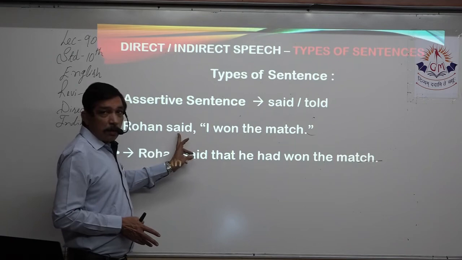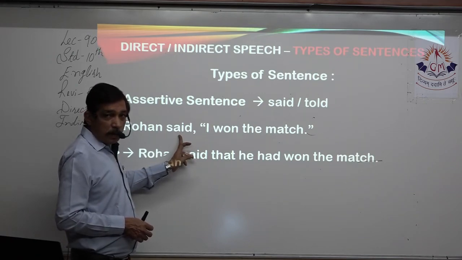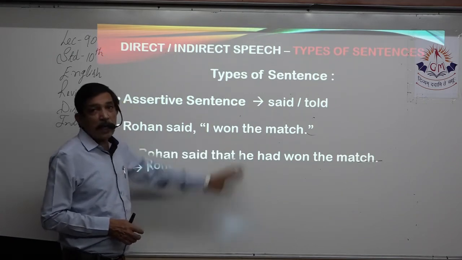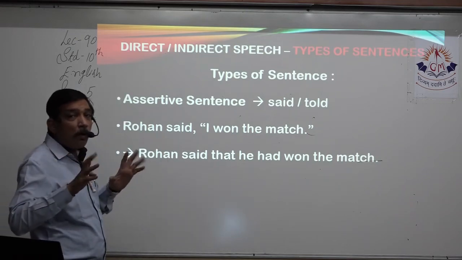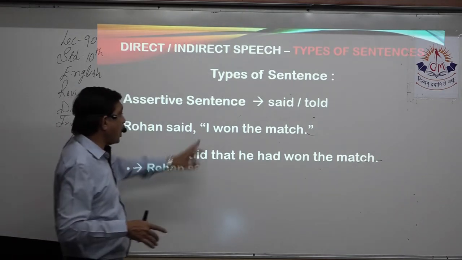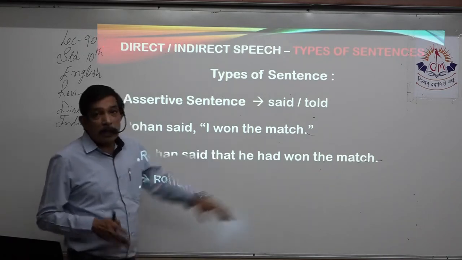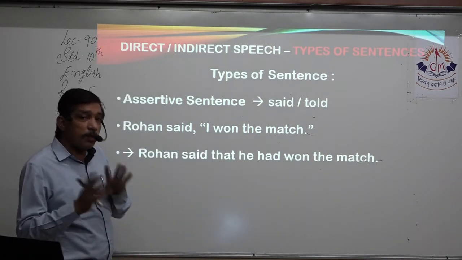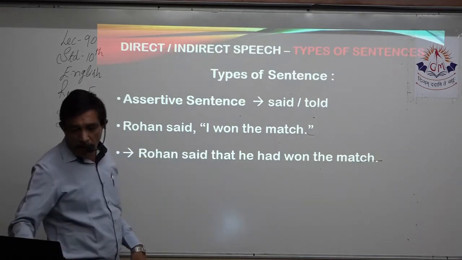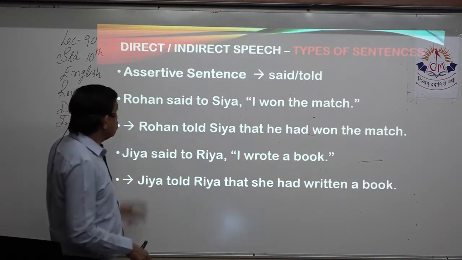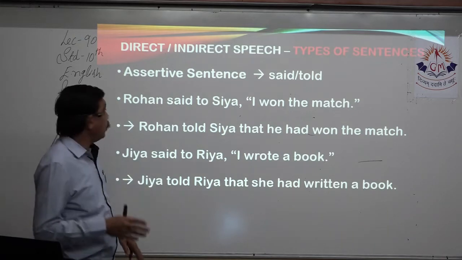Now, because the reporting verb is in past tense, "said," inside the inverted commas all the grammar will change, right? So "I" changes into "he won," that is past tense. Past tense changes into past perfect, so "had won the match." Assertive sentences: said or told.